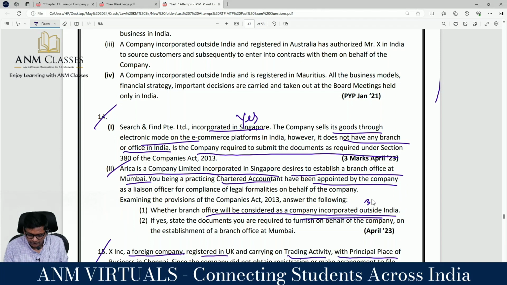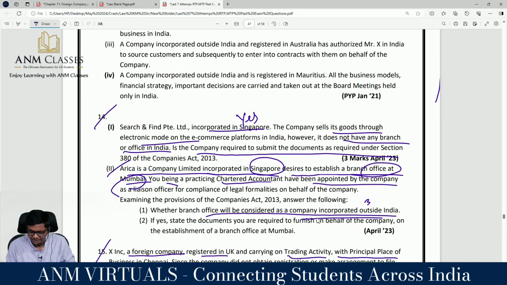Outside India. One second, I should have read it properly. A company incorporated in Singapore decides to establish a branch office at Mumbai, a place of business in India. You, being a CA, are appointed as licence officer. Answer the following questions.